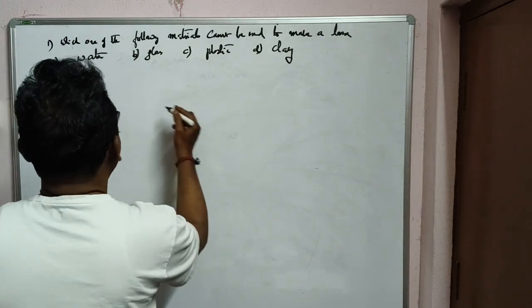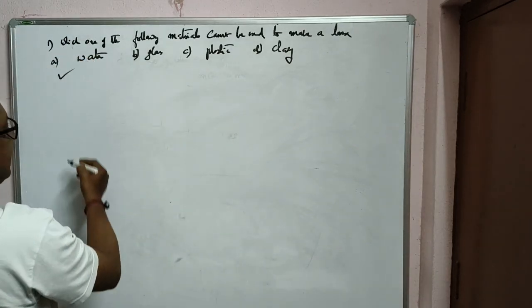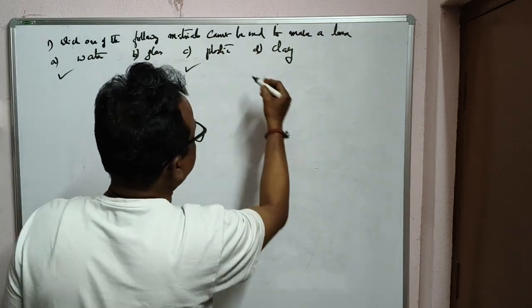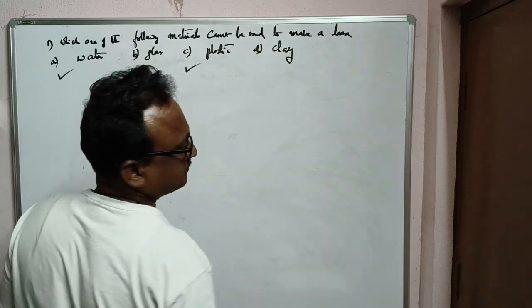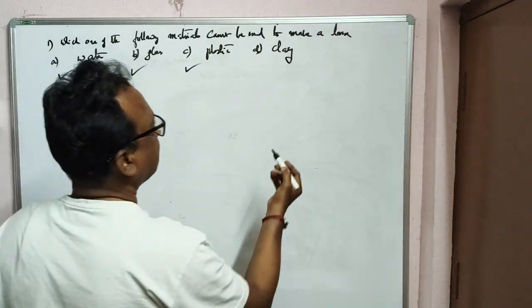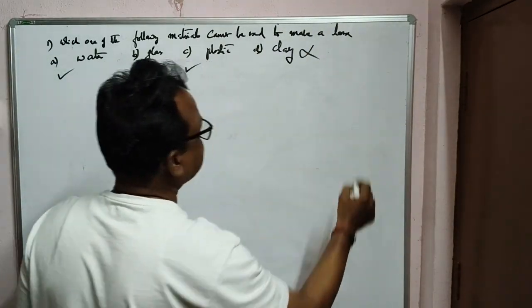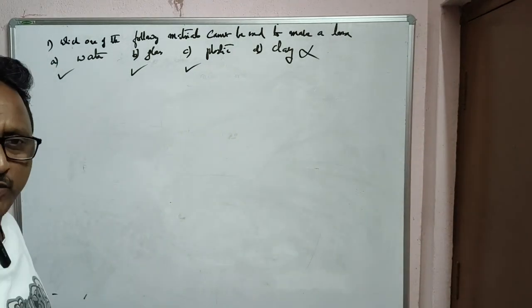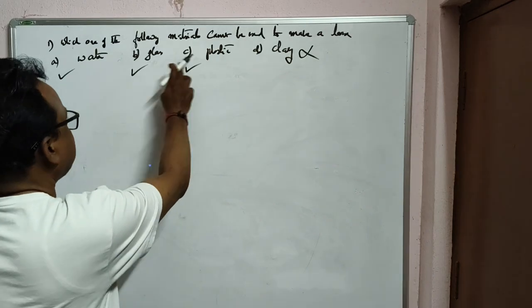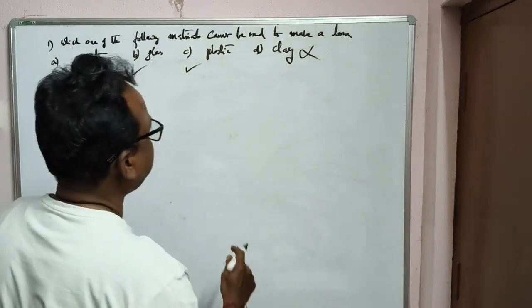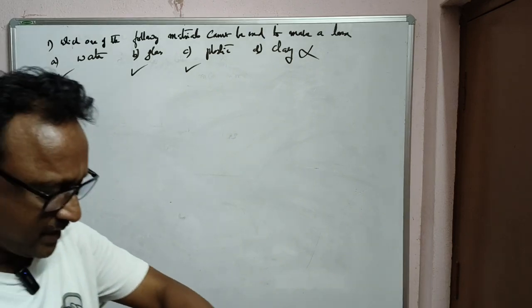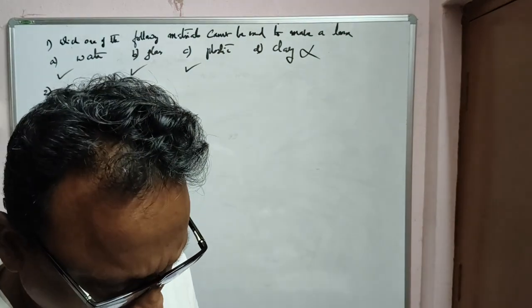So here he is asking which of the following materials cannot be used as a lens. See, water also sometimes acts as a lens. Glass also acts as a lens. Plastic also of course acts as a lens. But clay, that means almost mud, cannot act as a lens. You can use glass and water as a lens. So the answer will be D, please.